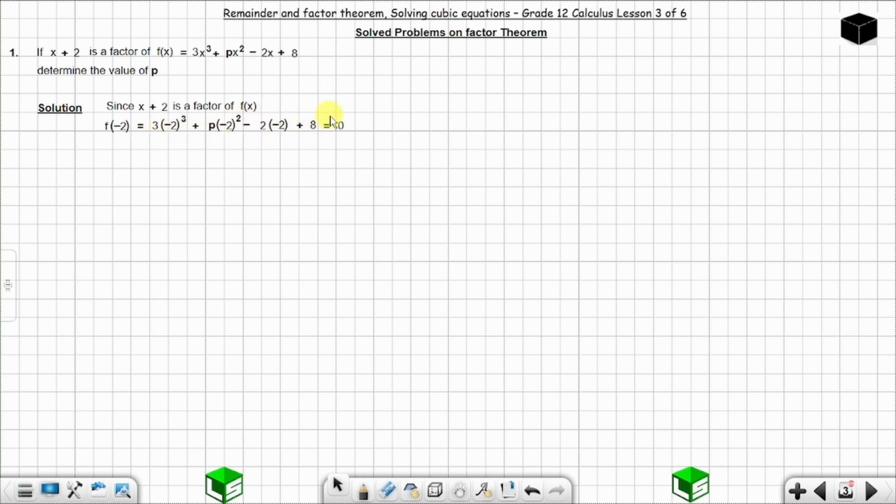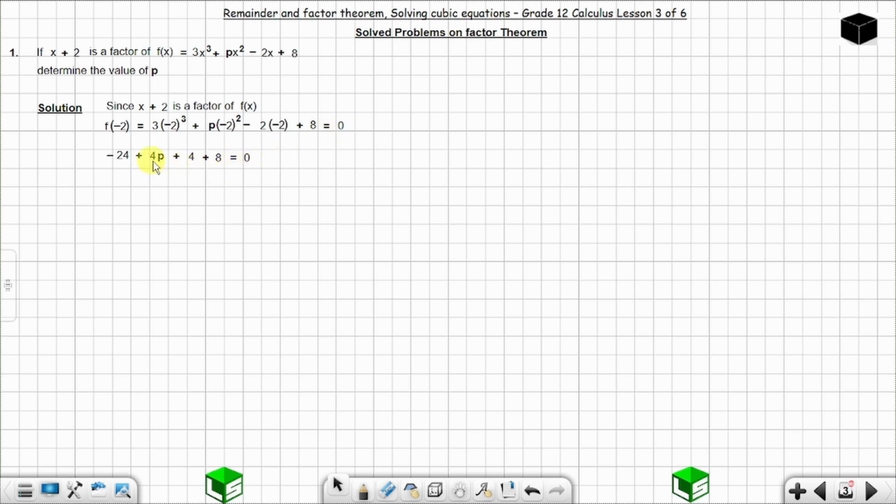Okay, now you have this. You are going to solve for p. So you have 3 times negative 8, which is negative 24, plus you have negative 2 to the power of 2, this is 4p, plus 4p. You have plus 4, negative times negative, it's plus 4, and then plus 8. This is equal to 0.